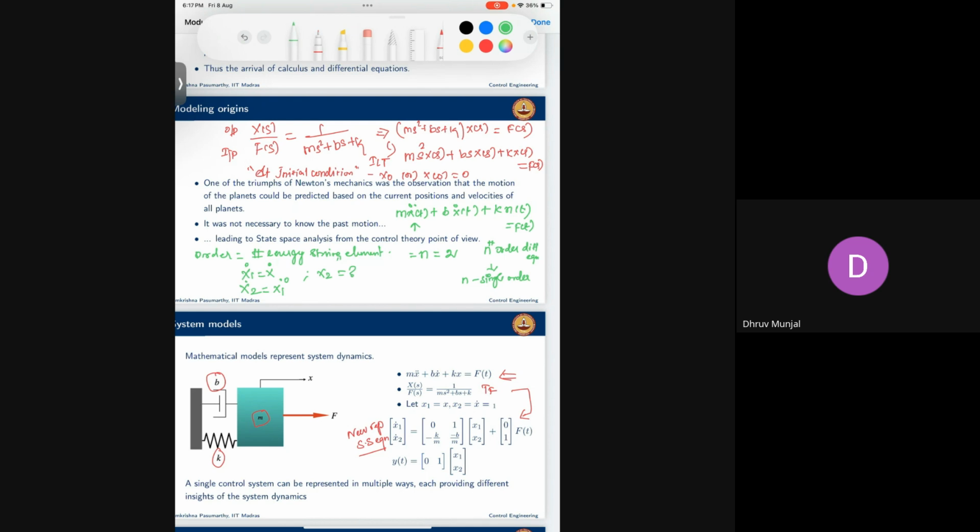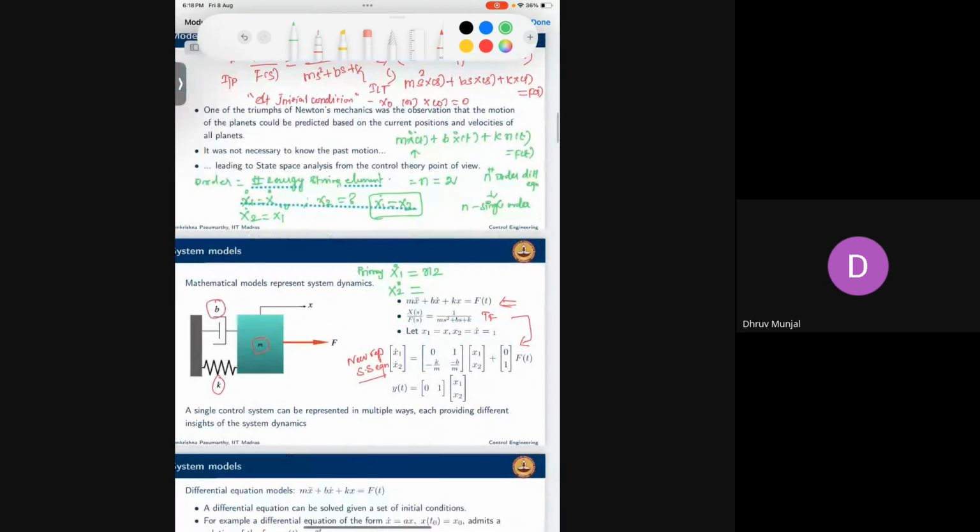Likewise. Now, x1 dot is equal to x2, because this x dot I'm assuming is x1. If this is x1 dot, then x1 dot becomes x2. So this is the first primary equation. The second equation would be x2 dot, which will be equal to whatever you have on this side, you have to keep it over that side.